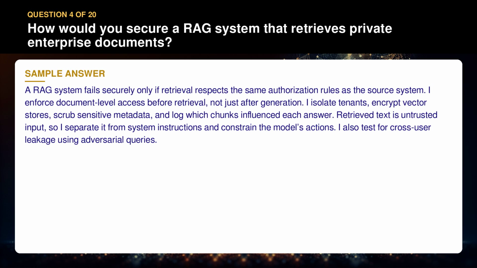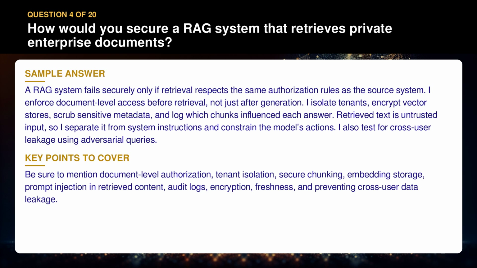Retrieved text is untrusted input, so I separate it from system instructions and constrain the model's actions. I also test for cross-user leakage using adversarial queries. Be sure to mention document-level authorization, tenant isolation, secure chunking, embedding storage, prompt injection in retrieved content, audit logs, encryption, freshness, and preventing cross-user data leakage.